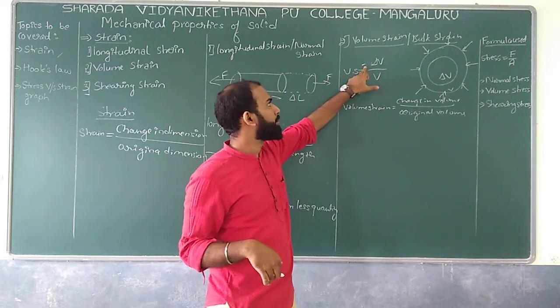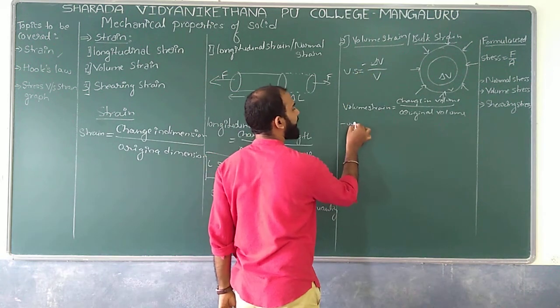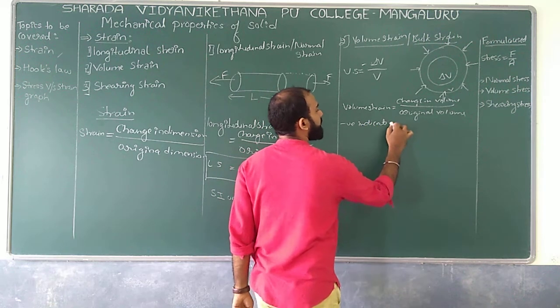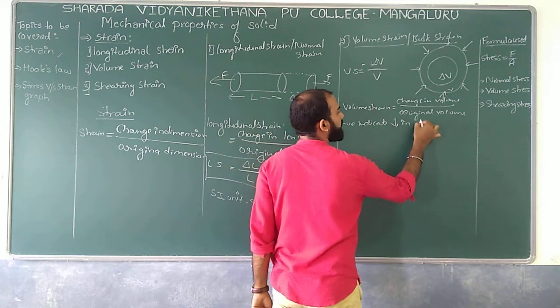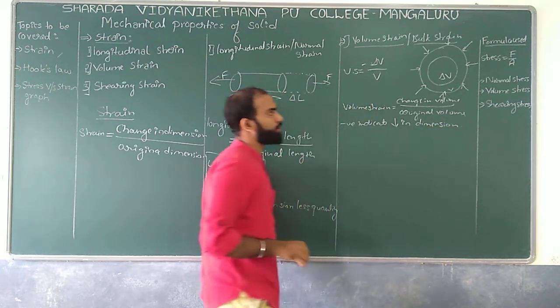So that's why this minus, which indicates decreasing volume, means negative indicates decreasing dimension. Okay, this is how exactly it works over here.